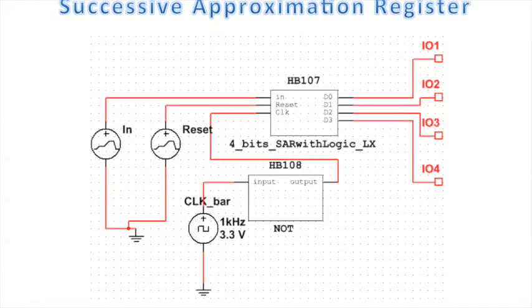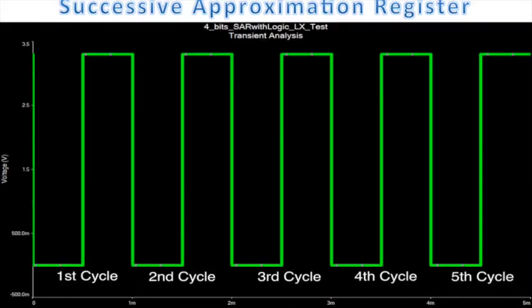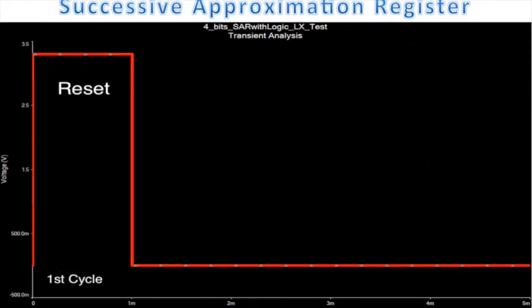For the testing, we build the 4-bit SAR since the simulation for the 10 bits is too slow. In order to get the 4 bits output, we actually need 5 cycles. The first cycle is to reset and clear the register. Then it will read the data.